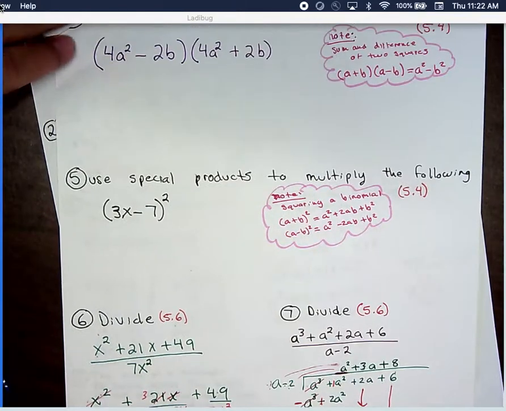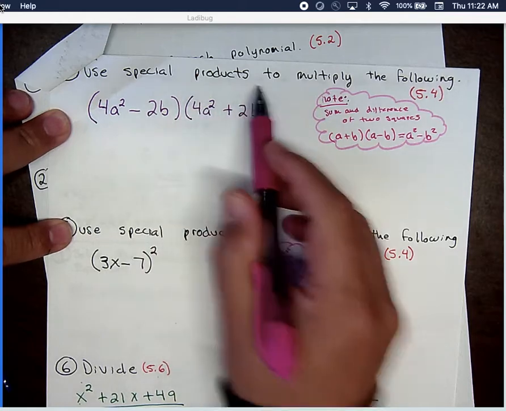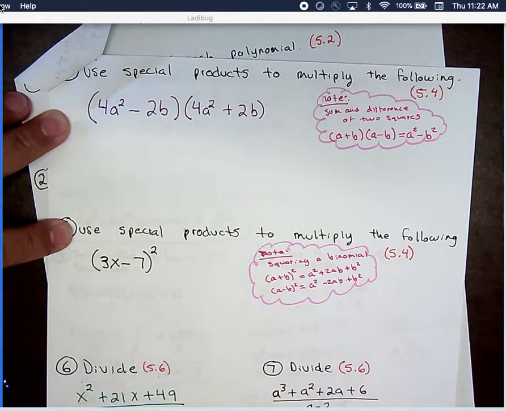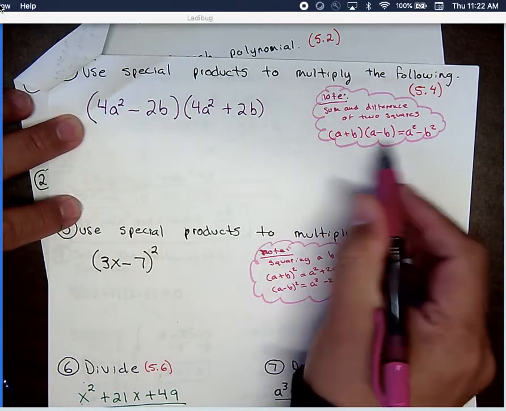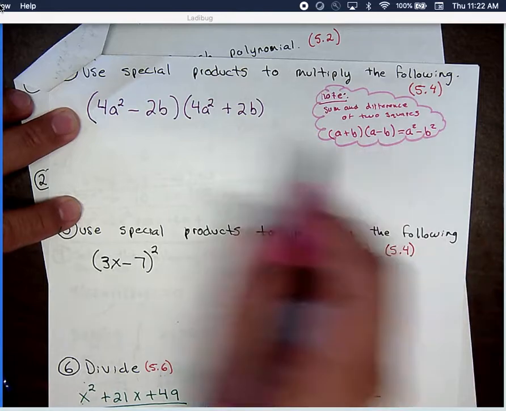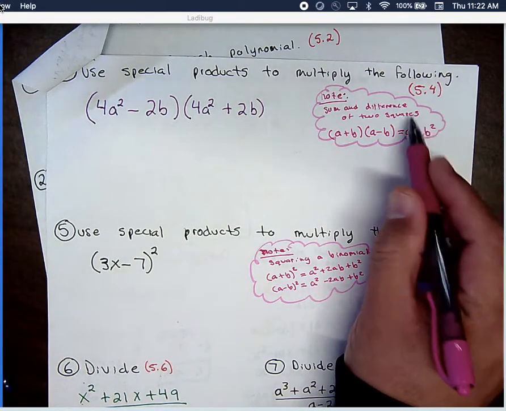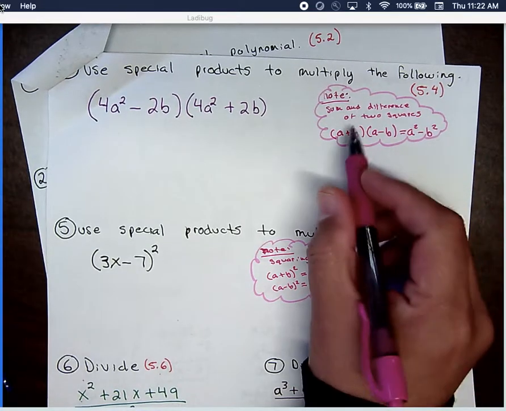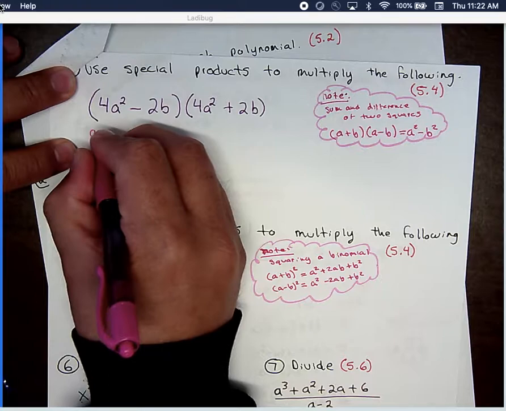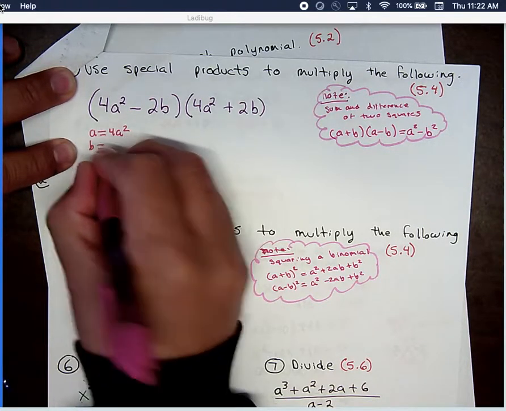Go back to questions 4 and 5 using the special product. I wrote the special product over here. Using that special product, this is the sum and difference of two squares. We want this answer. So A, B. That means the A would be 4A squared and the B is 2B.